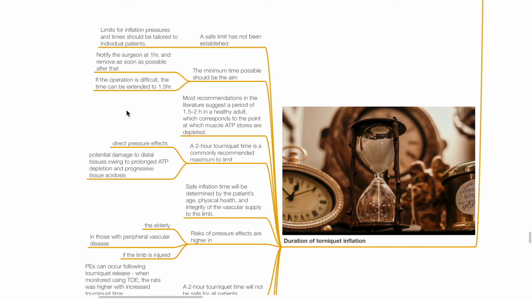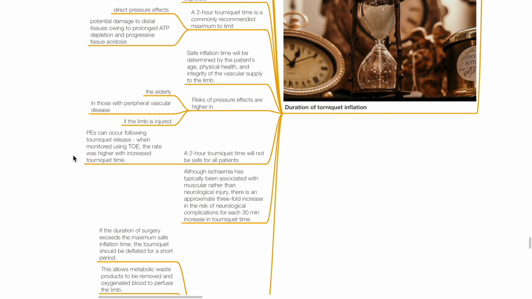Most recommendations in literature suggest a period of 1.5 to 2 hours in a healthy adult, which corresponds to the point at which muscle ATP stores are depleted. A 2-hour tourniquet time is a commonly recommended maximum to limit direct pressure effects and potential damage to distal tissues owing to prolonged ATP depletion and progressive tissue acidosis. Safe inflation time will be determined by the patient's age, physical health, and integrity of the vascular supply to the limb.